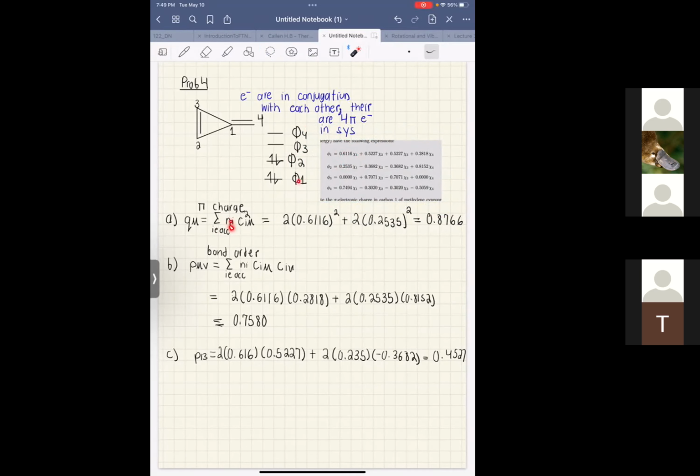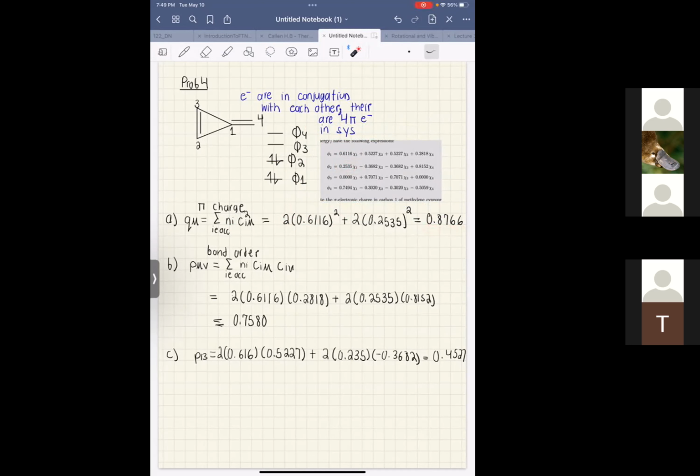So for the first one, we have the number of electrons to be 2 electrons, multiplied by the coefficient squared. Our first coefficient in this orbital is 0.06116, squared, plus two electrons in the second orbital times the coefficient of the second orbital, 0.2535 squared, and after summing these over, you'll get this answer.